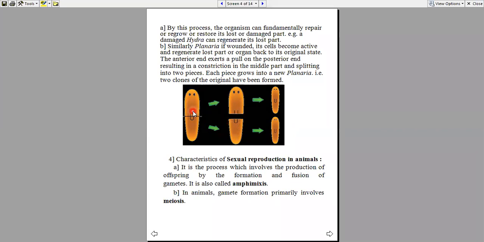Okay, once again, I repeat. This is planaria, this is anterior, this is posterior part.